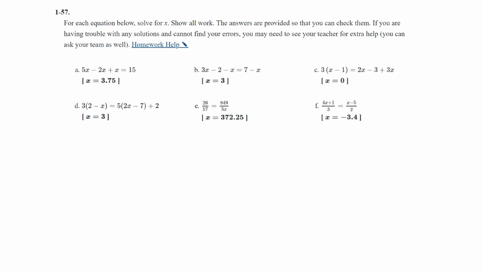Question 57. For each equation below, solve for x. Show all work. The answers are provided so that you can check them. If you are having trouble with any solution and cannot find your errors, then you should ask your teacher for some extra help. So in part A, I'm going to go ahead and combine the three terms, and that would be 4x is equal to 15 divided by 4. 15 divided by 4 is 3.75.